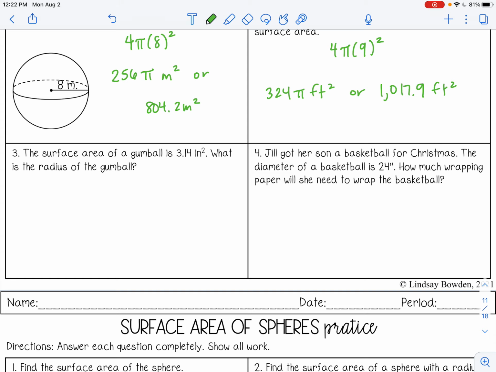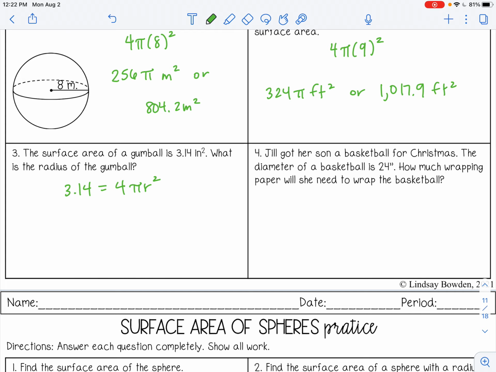All right, the surface area of a gumball is 3.14 inches squared. What is the radius? So this one we're working backwards. We know the answer. The surface area is 3.14. We want to work backwards and find that radius. So I'm going to set it equal to the formula for surface area.